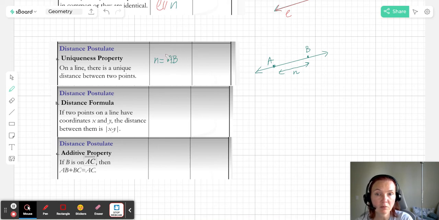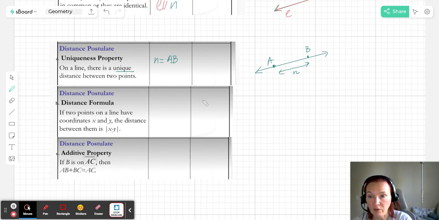Remember, AB without anything on top means it's the distance between A and B. If I measure, I can put my ruler so that it goes from A to B or from B to A, it will still give me one number. There is a unique distance between 2 points.